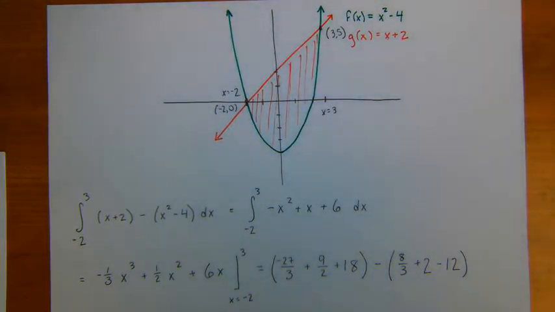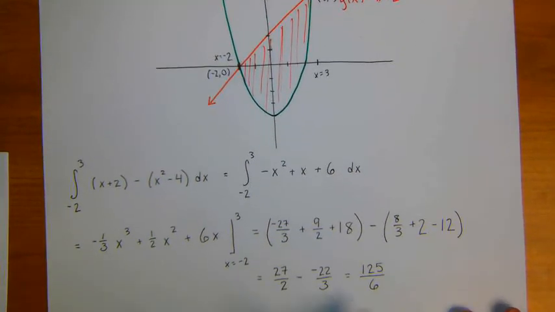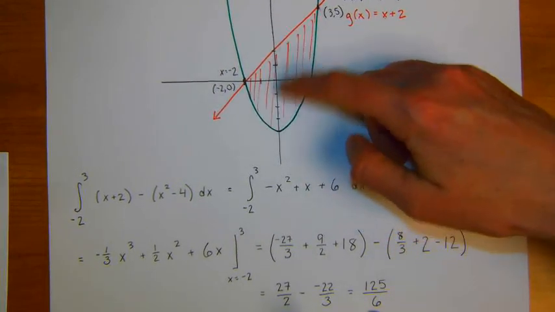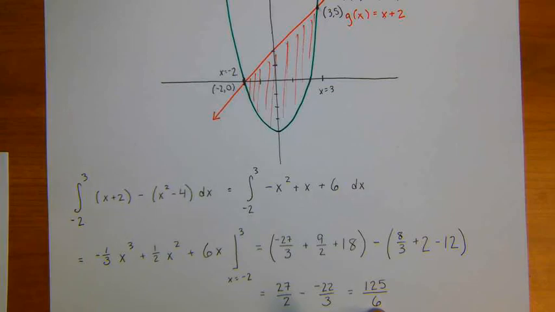And I can enter all this into my calculator, simplifying this by combining all of these terms, I see that I get 27 halves minus, this becomes negative 22 thirds. Getting a common denominator, I end up with 125 sixths. Notice I ended up with, whoops, sorry, that's a little off the screen. Notice that I ended up with a positive result, which is what you want, because when finding the area between the two curves, you want to have a positive area.